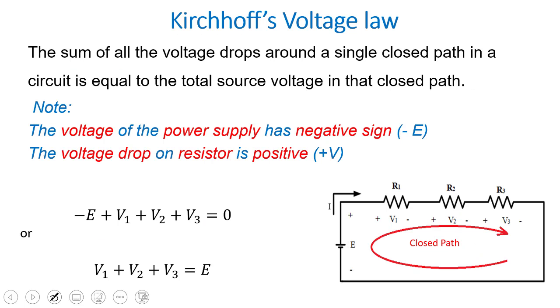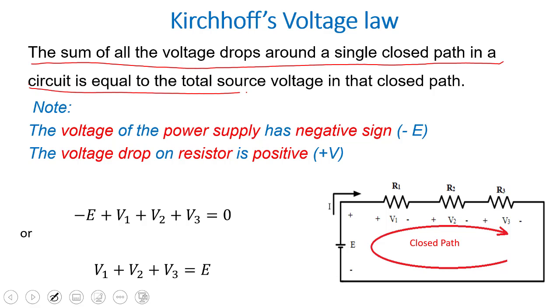Now let's go to Kirchhoff's voltage law. Kirchhoff's voltage law states that the sum of the voltage drops around a single closed path in a circuit is equal to the total source voltage in that closed path. In other words, the sum of the voltages across this path will equal 0.